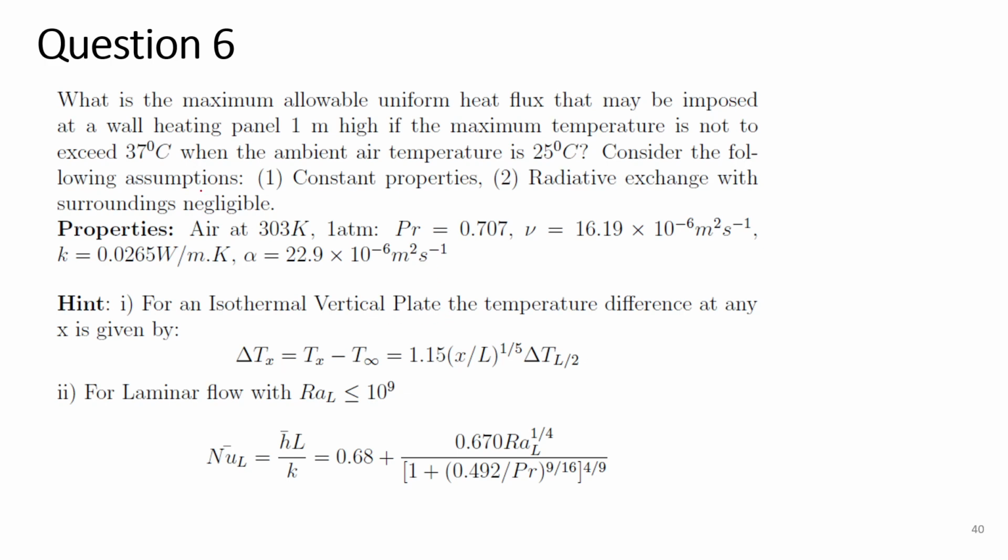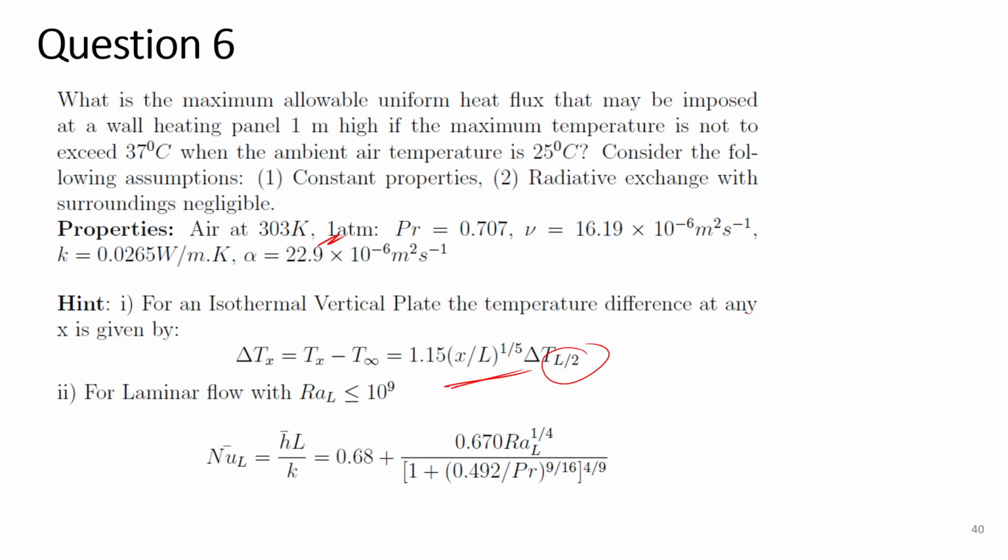Then we have been given the properties at 37 degrees Celsius. And then we have been given the hint that for an isothermal plate, the temperature difference at any x is given in terms of the temperature difference at L by 2, that is at the midpoint, by this equation. And for the laminar flow, we have been given this Nusselt number correlation that will help us to find the heat transfer coefficient. And from this heat transfer coefficient, we can find the maximum allowable heat flux, if the height is 1 meter.